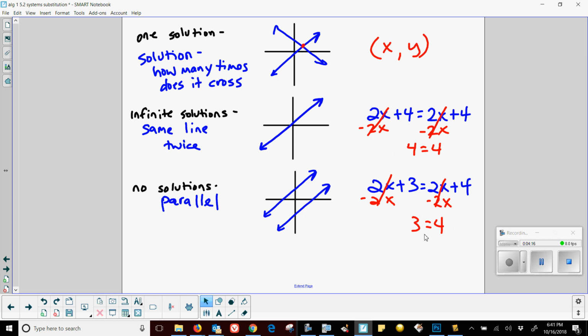If I do something like this, well, that's not a true statement. That means there's no solution. There's no possible way for 3 to equal 4, so there's no possible way that these lines are going to cross. And that was day 2. This was right before we learned elimination, so elimination would be the next video to watch.